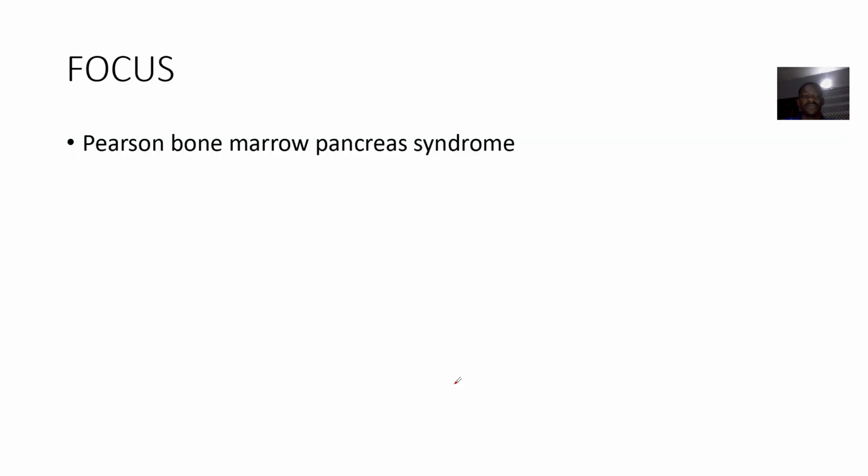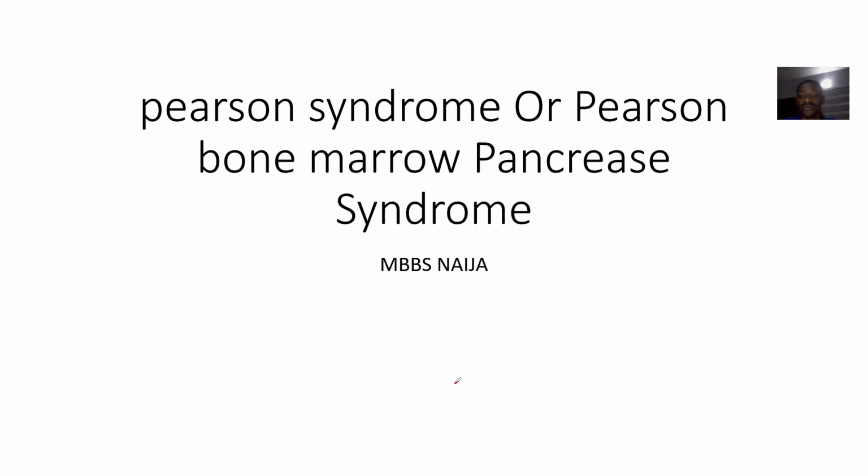So I think that's it for the Pearson bone marrow pancreas syndrome, where the bone marrow and the pancreas are affected. So on the age of the tissues, you know the symptoms and all of that. Okay, so that's it.